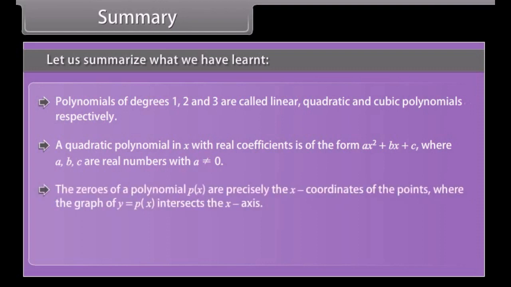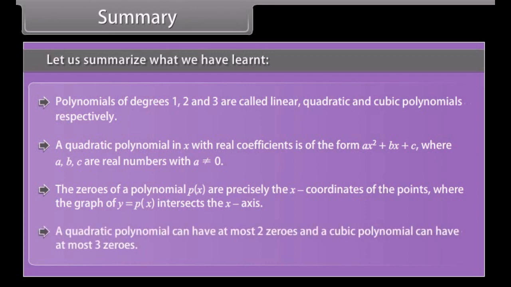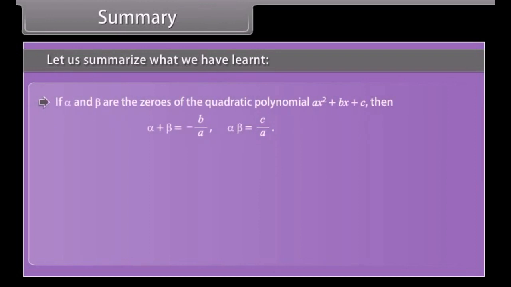The zeros of a polynomial p(x) are precisely the x-coordinates of the points where the graph of y equals p(x) intersects the x-axis. A quadratic polynomial can have at most 2 zeros and a cubic polynomial can have at most 3 zeros. If alpha and beta are the zeros of the quadratic polynomial ax squared plus bx plus c, then alpha plus beta is equal to minus b upon a, and alpha beta is equal to c upon a.